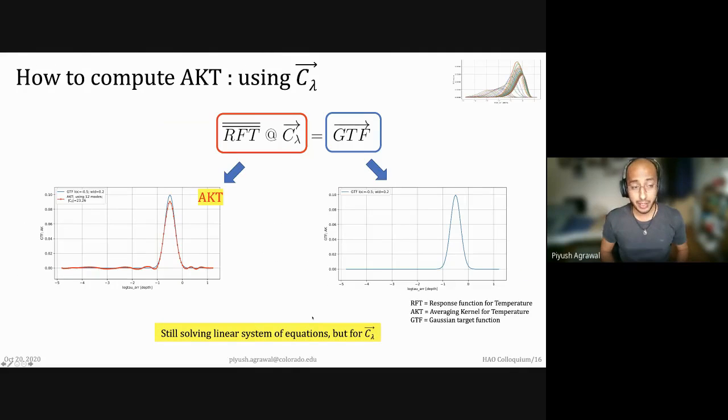The next question is how exactly you go about computing the averaging kernels. You solve a linear set of equations. You prescribe something called the Gaussian target function, and you ask the system to solve for these linear coefficients that will take your response functions and make them resemble the target function. These coefficients are the numbers with which you are linearly combining your response functions.